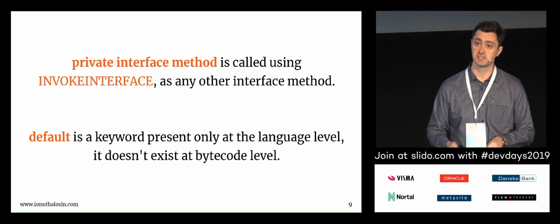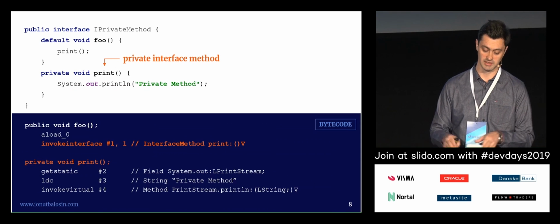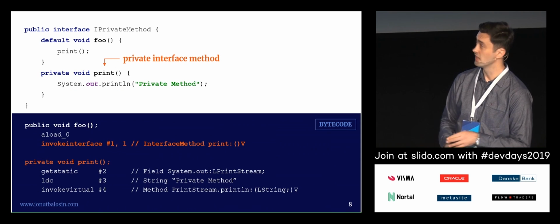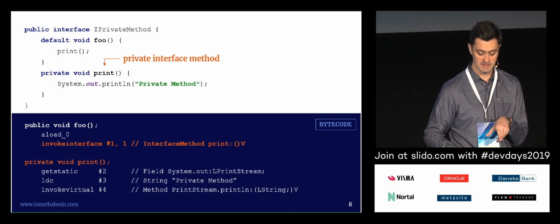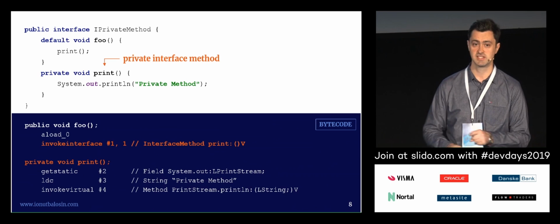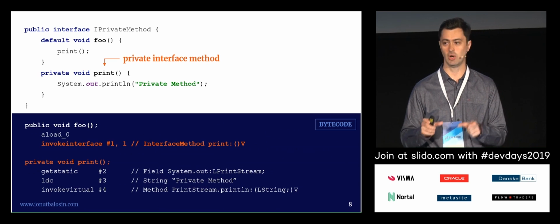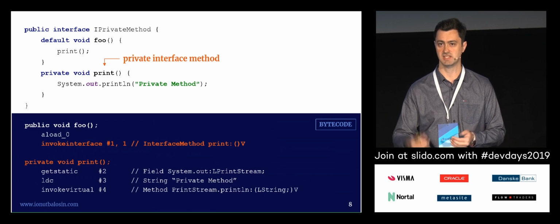And as you can see, the default void foo method contains the default keyword, but at the bytecode level down here there is no default keyword. So it is only syntactic sugar. It doesn't exist at the bytecode level.